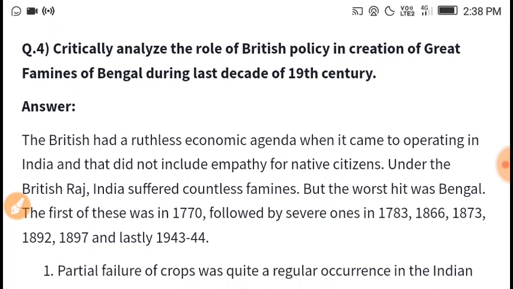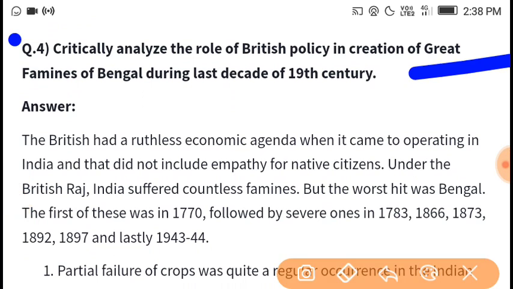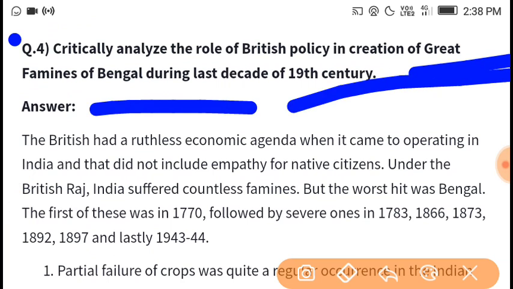Last question. Critically analyze the role of British policy in the creation of the Great Famines of Bengal during the last decade of the 19th century.